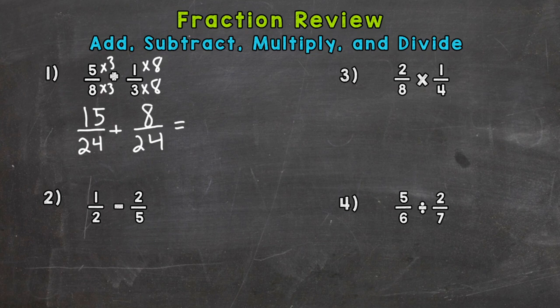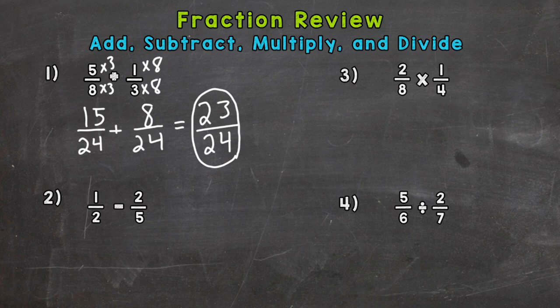So now that I have the renamed fractions with a denominator of 24, I can add my numerators. 15 plus 8 is 23. And you always keep your denominator the same, whatever that common denominator is, which is 24. Then check to see if your answer can be simplified. Is there a common factor that I can divide both my numerator and denominator by? Well, the only common factor is 1 here, so we are in simplest form. Our answer is 23 24ths.